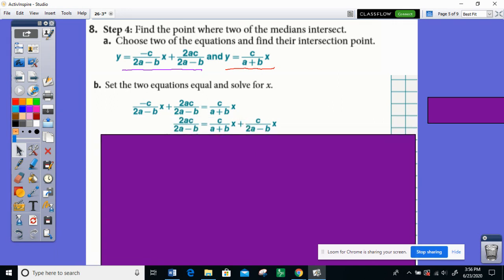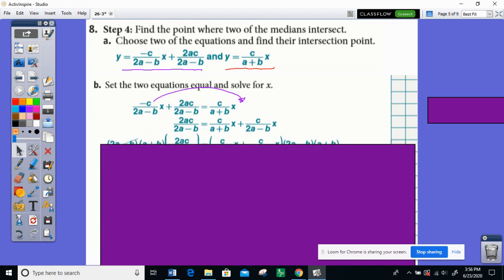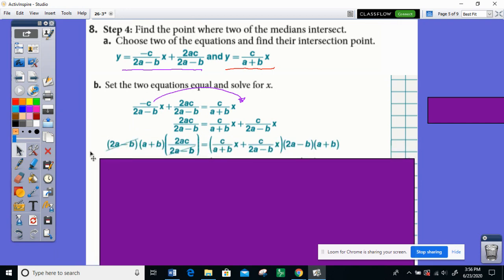Now, the first thing that we're doing is we're taking this negative term and we're moving it to the other side of the equal sign, right? You can imagine showing your work by putting plus c over 2a minus b times x on the left side and that canceling out and that moving over to here. Okay? So now what we're going to try to do is get a common denominator.